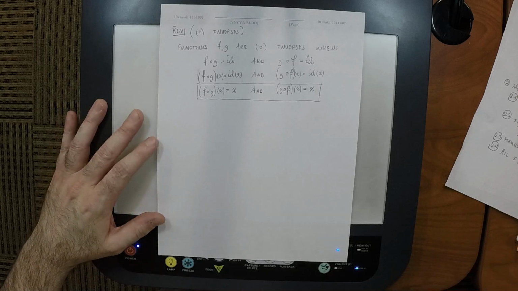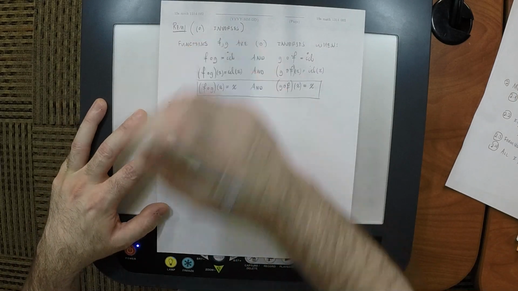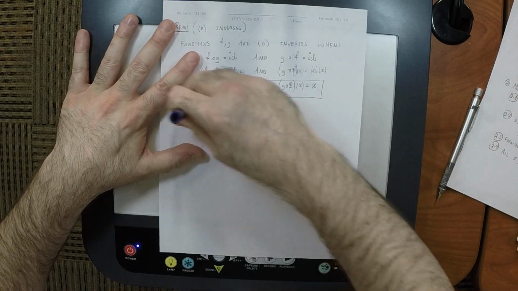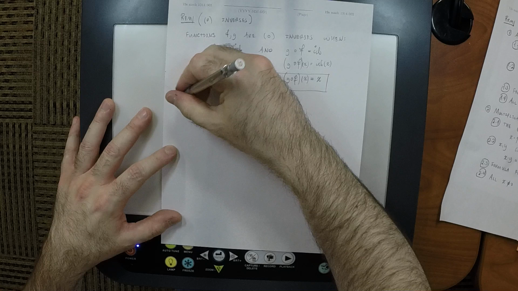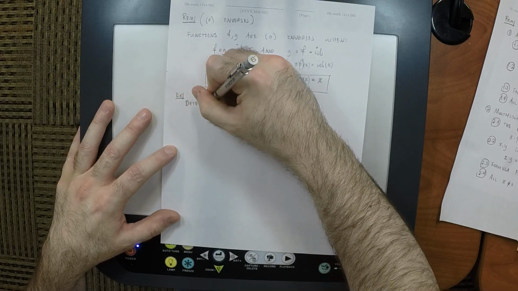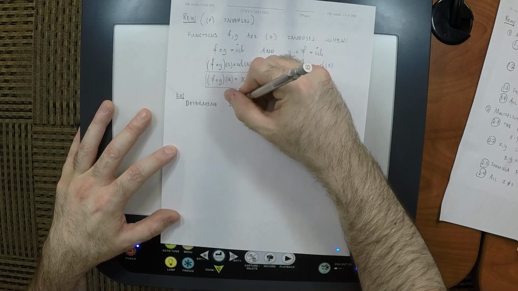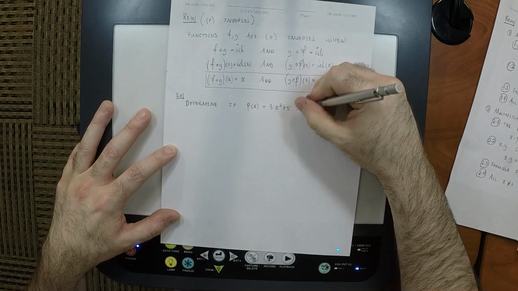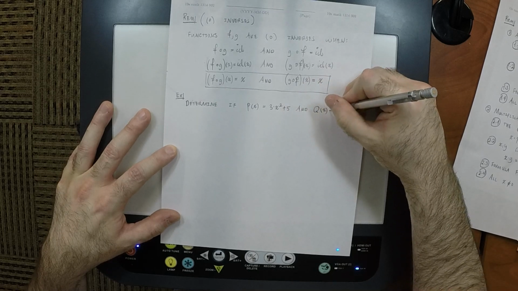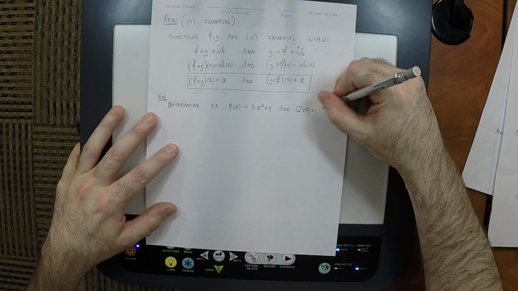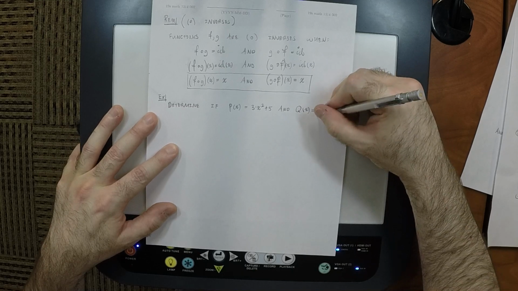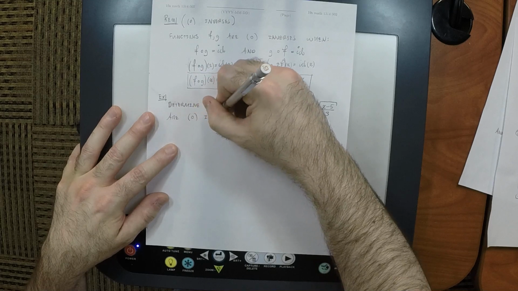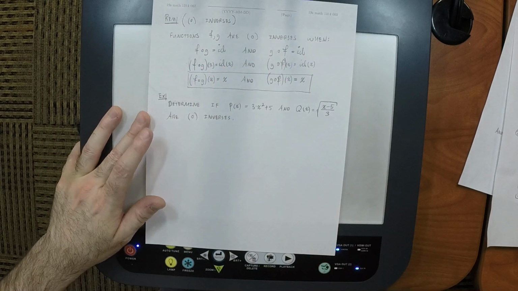So an example of using it. For example, we could say something like, determine if p of x equal to 3x squared plus 5 and q of x equal to the square root of x minus 5 divided by 3 are composition inverses. So determine if they are.